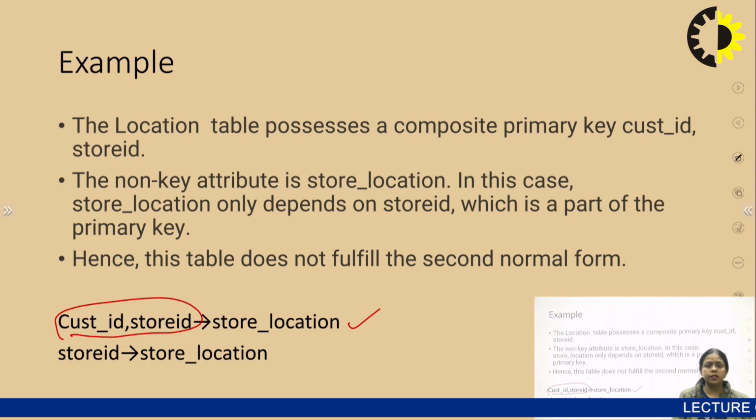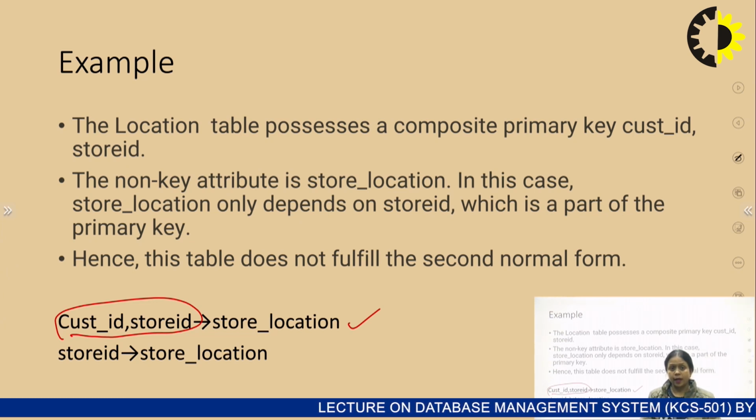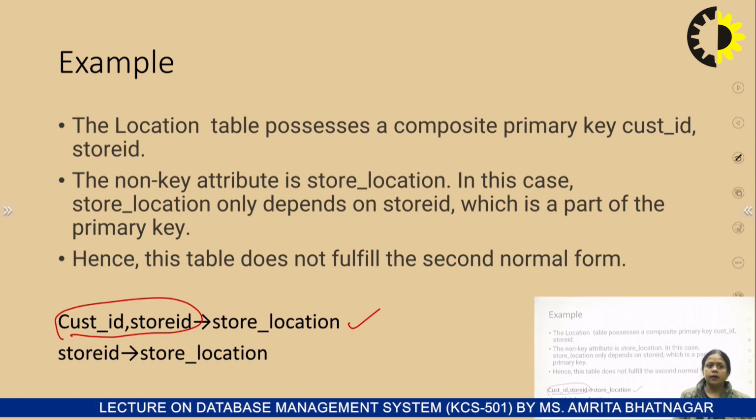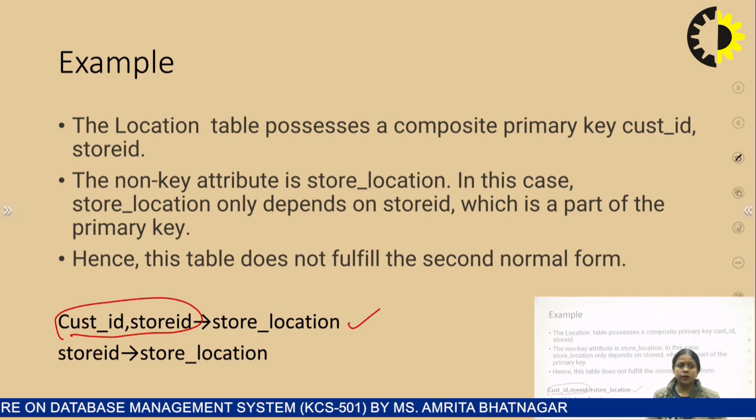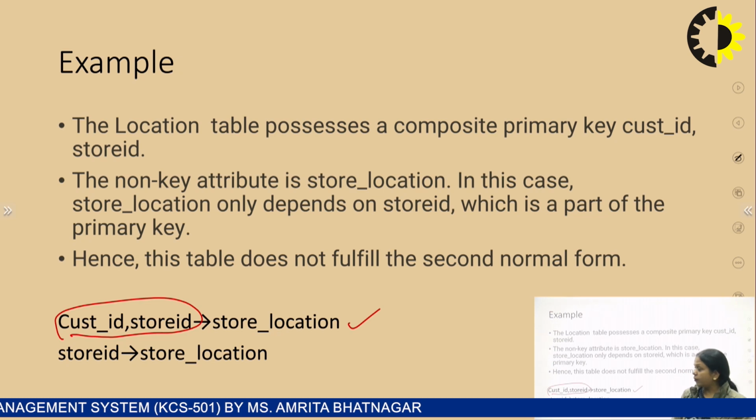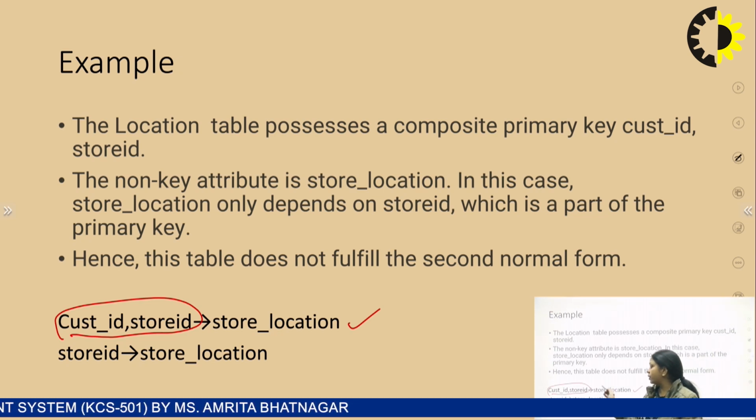Now what is the meaning of prime and non-prime attribute? The part of the candidate key is known as a prime attribute, and the attribute which is not part of the candidate key is known as a non-prime attribute. In this case, customer ID and store ID are the prime attributes, and store location is the non-prime attribute. Now you can see that store location is totally dependent on customer ID and store ID.